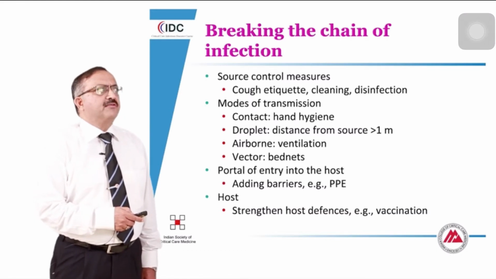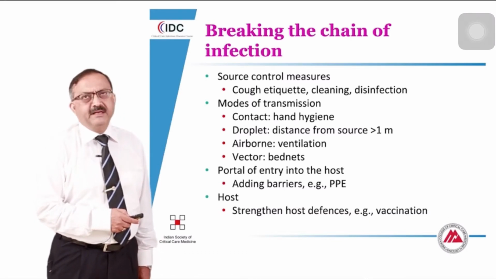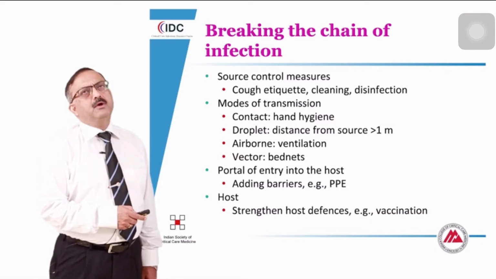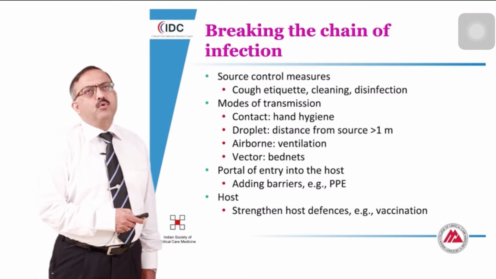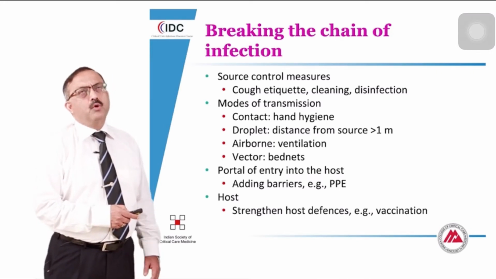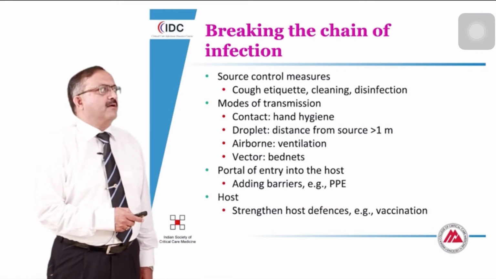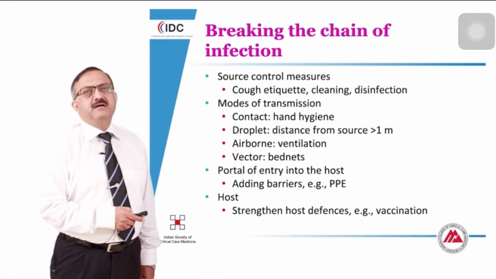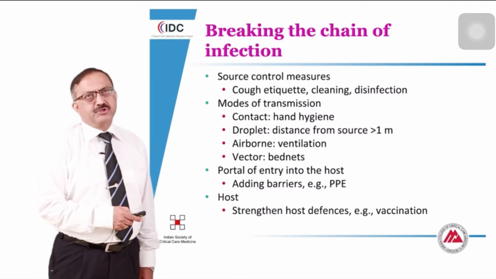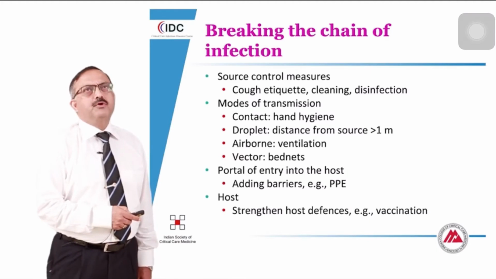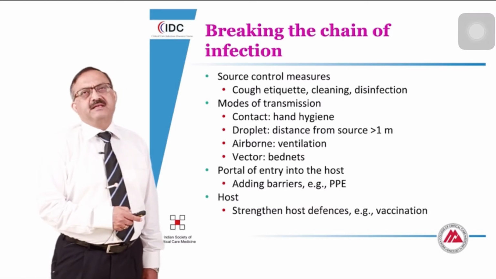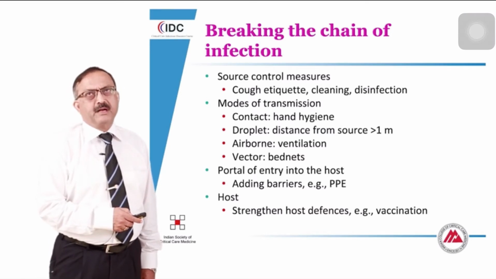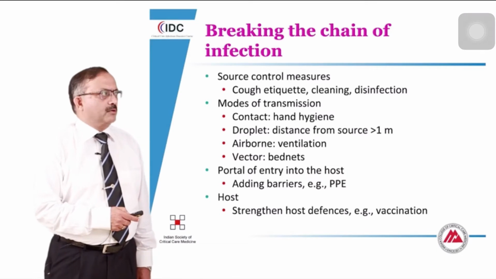Droplet distance from source more than 1 meter is liable to spread the infection far and wide, and that is where the droplet nuclei come in. Airborne: ventilation is another mode where it can localize the spread or prevent the spread of infection. Vector: in places where vectors like mosquitoes can spread the infection, you have to use bed nets. Portal of entry into the host is addressed by adding barriers, and that is where personal protective equipment comes to the fore, and we will be talking about that later.